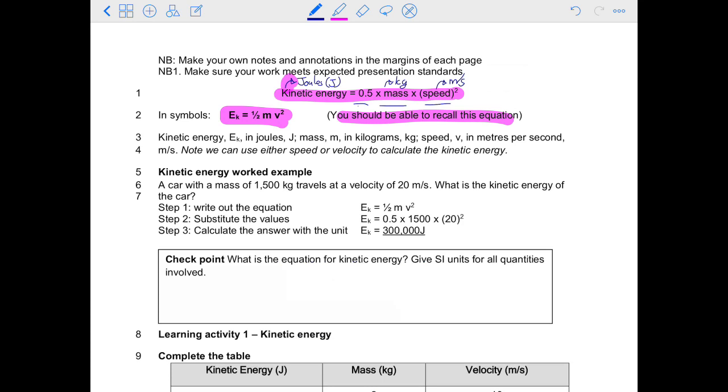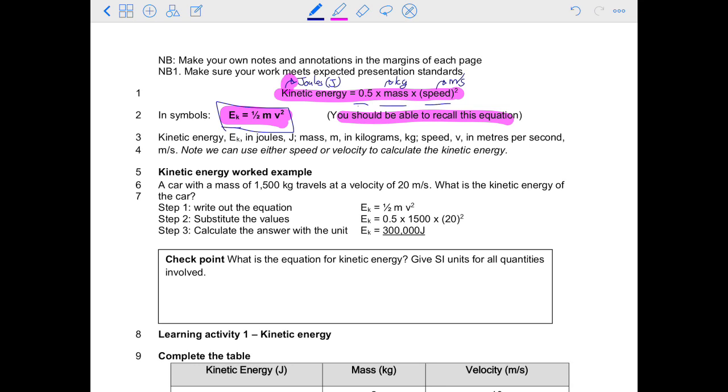So we have our kinetic energy equals 1/2 mv squared. But remember, I don't want you to think about it as the letters. I want you to think about it as the full words when you're thinking about it, so that you're less likely to make a mistake. So kinetic energy is equal to 1/2 times mass times velocity squared.